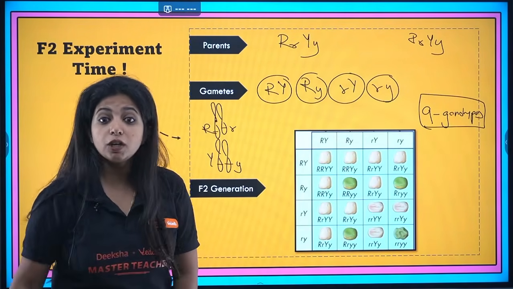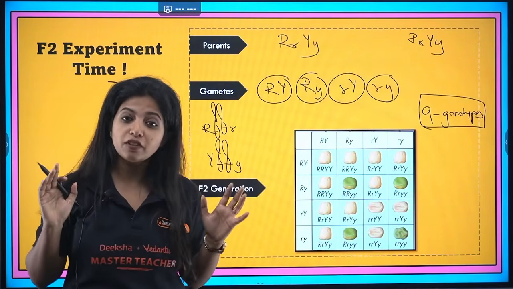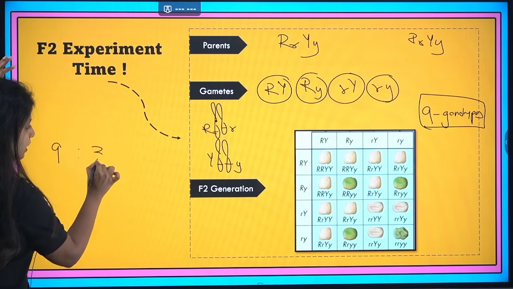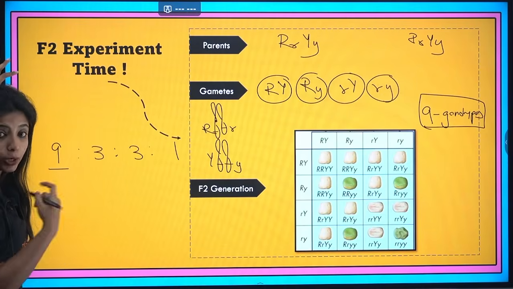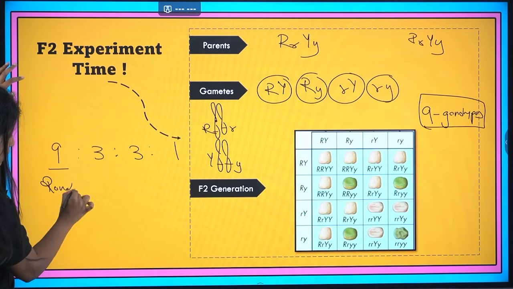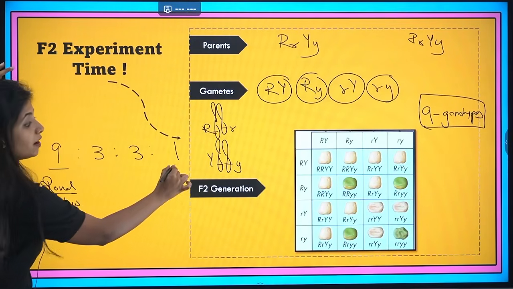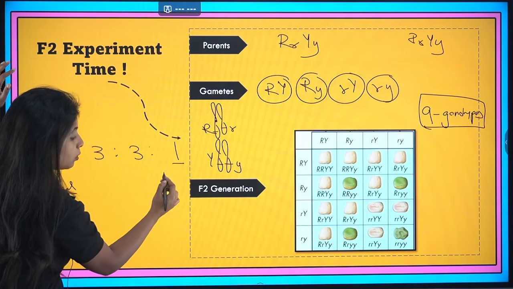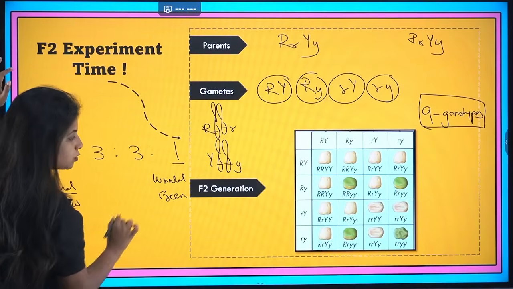Now what about the phenotypic ratio? What about genotypic ratio? Forget about it. Phenotypic ratio, can you tell the phenotypic ratio? It is going to be 9:3:3:1. What does 9 stand for? The dominant phenotype. It is round and yellow. So let's make it round and yellow. The maximum of them will be having that phenotype. 1 means it's the least one. It is going to be the recessive parent that we took. What was the recessive parent that we took? Wrinkled and green. One of them is going to be wrinkled and green.